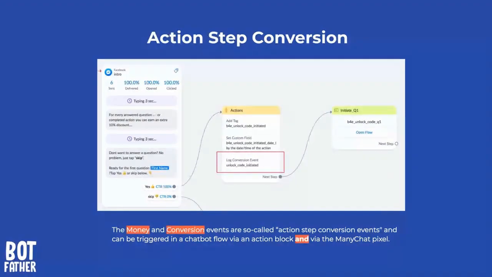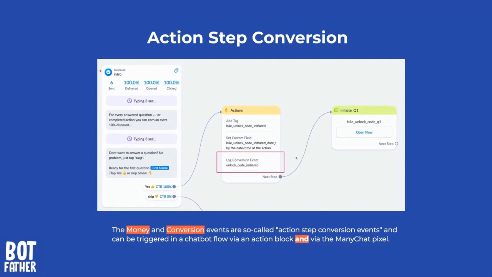So we can create action step conversions with the money and the conversion event. And as you can see here, they are called action step conversions because they live in action steps, believe it or not. So in this scenario, what we can see here, when somebody clicks this button and takes this action, we actually apply some tags here, we set a custom field, and in this scenario, we also log a conversion event, unlock code initiated.